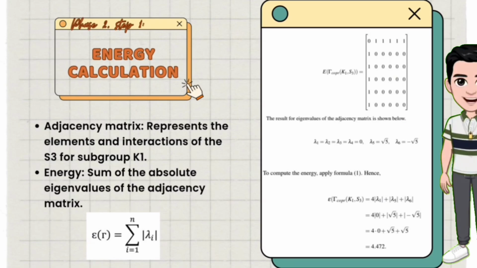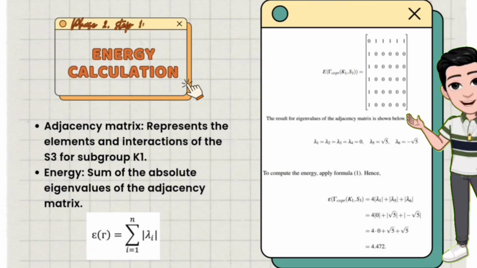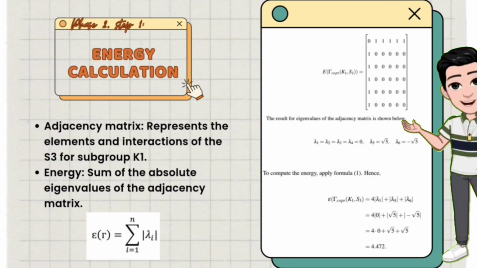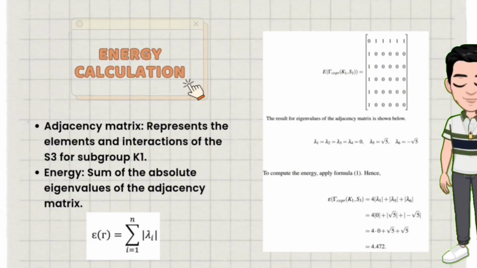Once the adjacency matrix is determined, we compute its eigenvalues by using block diagonalization. The eigenvalues for energy are denoted as lambda. The energy of the graph is then calculated using the formula energy equals the summation of the absolute values of lambda i. Based on our calculation, here is the final energy value for K1.